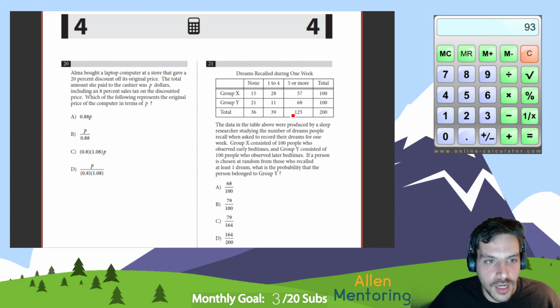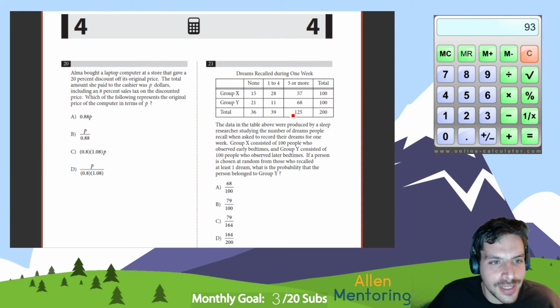Number 20. Alma bought a laptop computer at a store that gave a 20% discount off its original price. The total amount she paid to the cashier was $P, including an 8% sales tax on the discounted price. Which of the following represents the original price of the computer in terms of P?